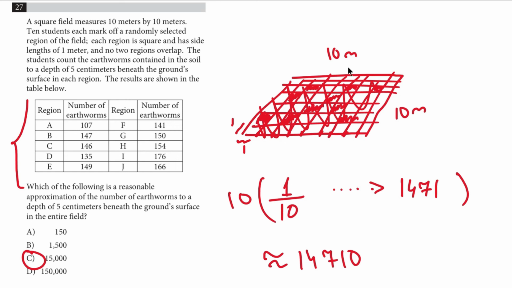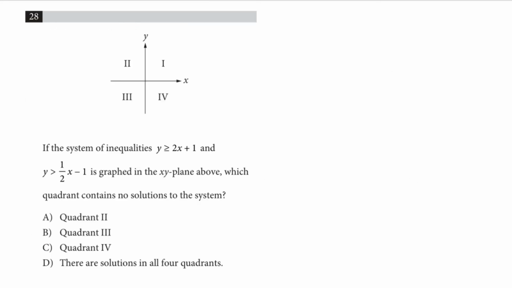Again, the students only looked at 1/10 of the whole region and they found 1471 worms. And therefore, if they were to look over the whole region, they would find 10 times more worms than how many worms were contained in 1/10 of that whole region. And therefore, choice C is again our correct answer. Now let's move on to the next problem.